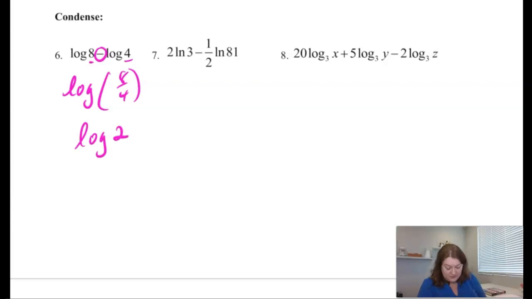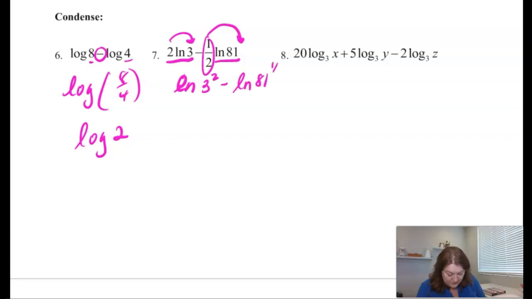All right, this one has an ln here and an ln here. So for sure I can make them divided by, but again, I've got a 1/2 in front. Let's move that back and make it a square root, right? If it's 1/2 power, then, and same deal here. So let's call this ln of 3 squared minus ln of 81 to the 1/2 power. So this is going to be ln of 3 squared minus ln of square root of, right, 81, which is 9.